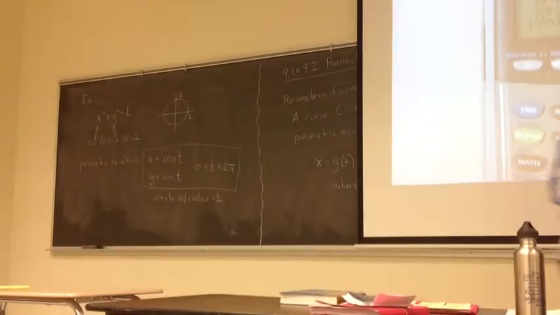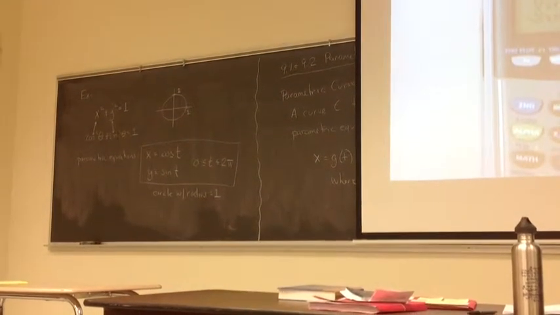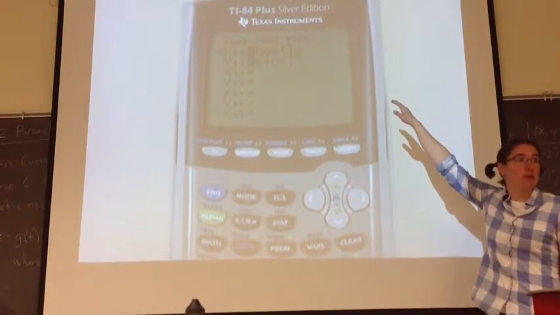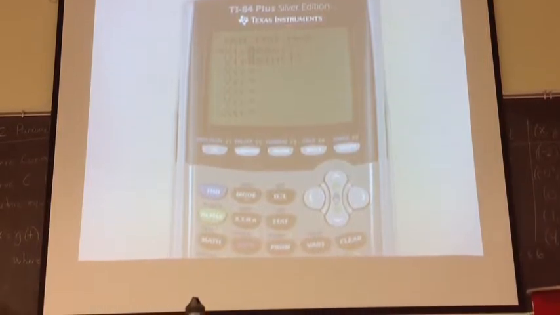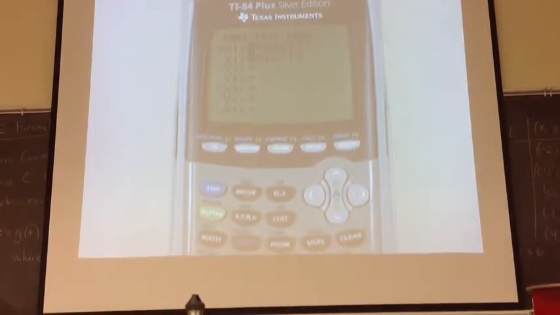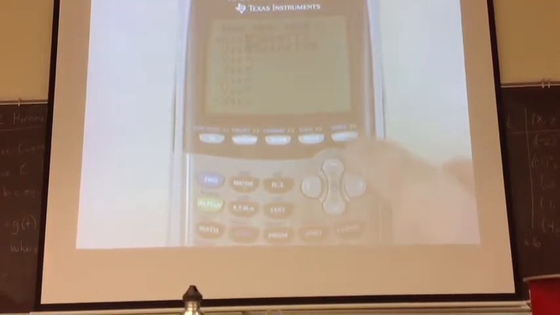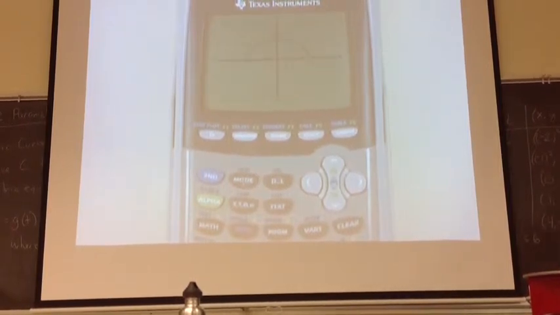What's kind of cool about this is that if I want to throw a number in front of this, for example, if I want a circle with radius 5, all I need to do is put a 5 in front of my cosine and a 5 in front of my sine. So we've got 5 cosine of t and 5 times the sine of t. And now when I graph, I end up with a circle with radius of 5.